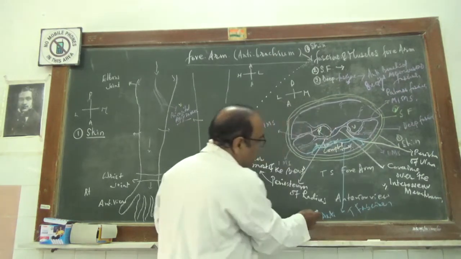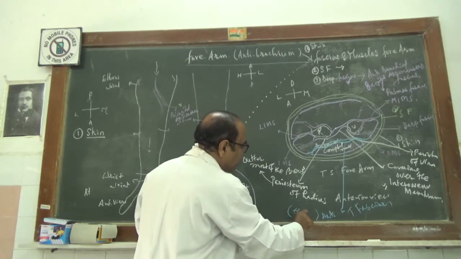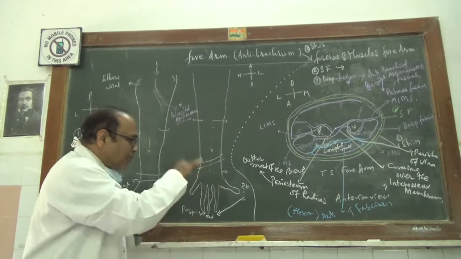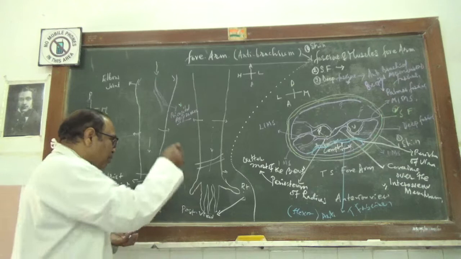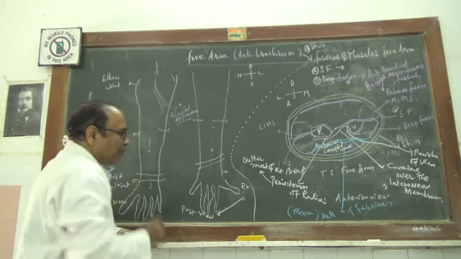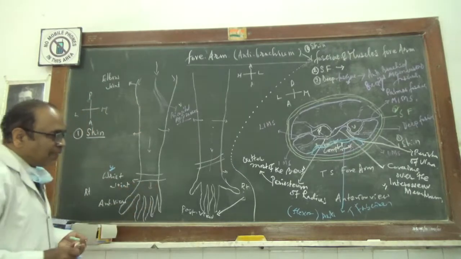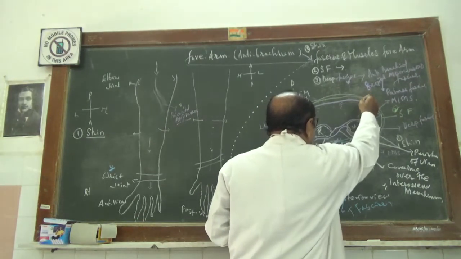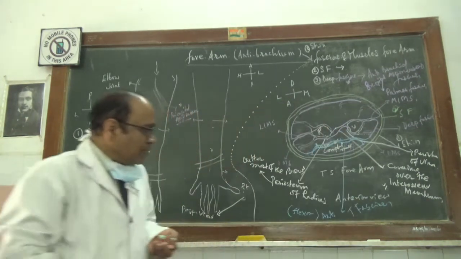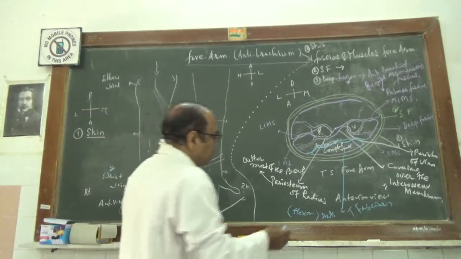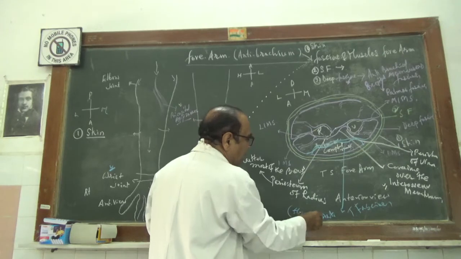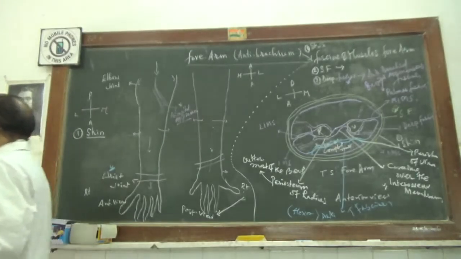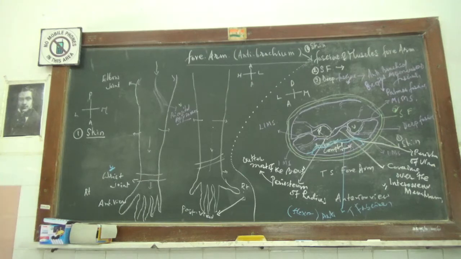Now this transversalis fascia is present in front, so this is called the anterior transversalis fascia, or the flexor, because all the muscles in this compartment are flexors of the wrist joint, acting on the wrist. Hence it is called the anterior or flexor transversalis fascia. There will be another transversalis fascia, we will see a little bit later. Now with the anterior or flexor transversalis fascia, this anterior compartment divides itself again into two.